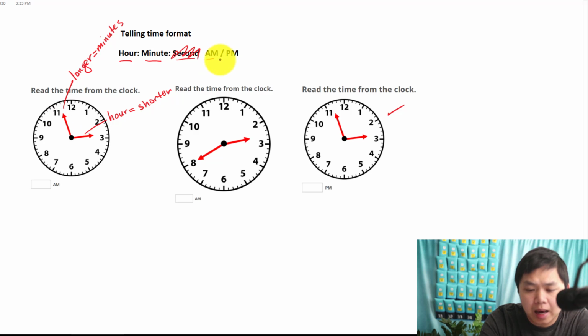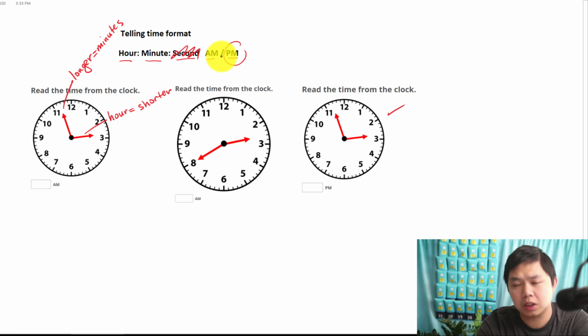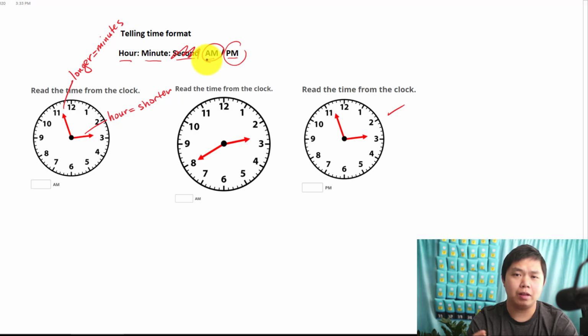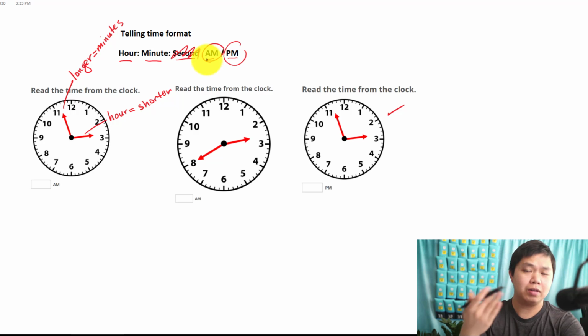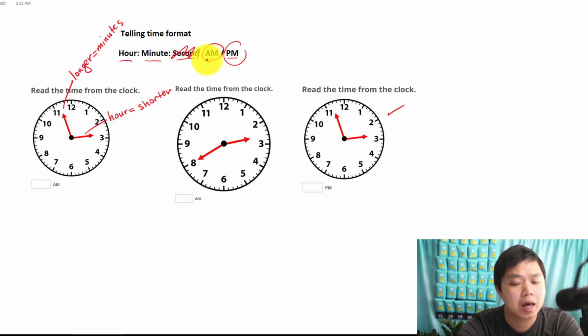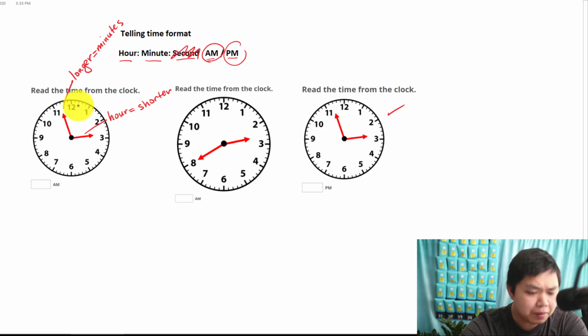Now we have AM or PM. PM is for afternoons, which is after 12 o'clock, and AM is in the morning. So PM is for nighttime, AM is in the morning time. How do you know, if you look at the time, if it's AM or PM? You cannot tell unless you're actually living through the day. If it's nighttime, it's PM; if it's morning time, it's AM. So after midnight is AM, and after 12 at noon is PM.